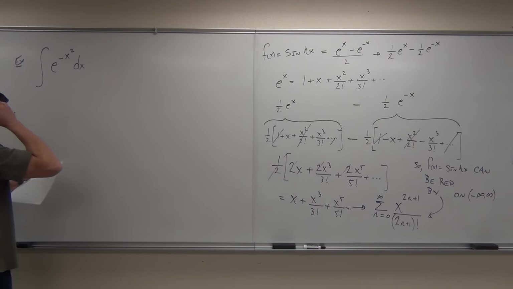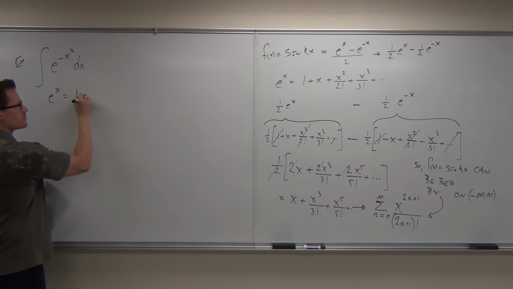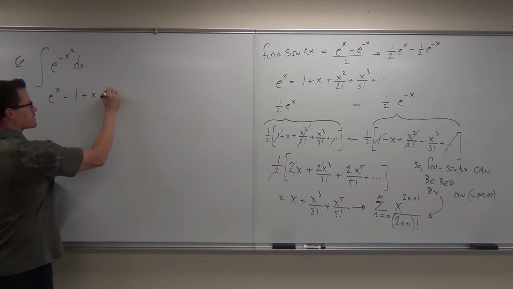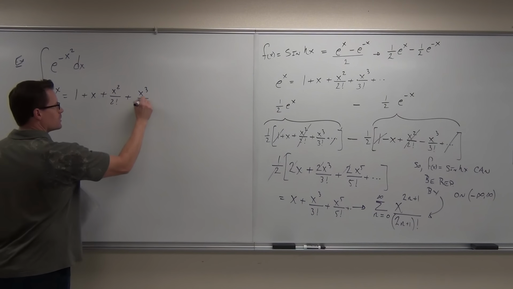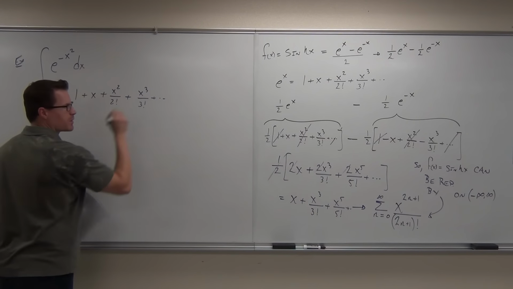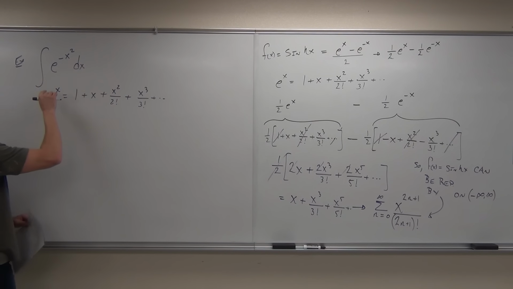Firstly, you know that e to the x, we actually just worked with it. 1 plus x plus x squared over 2 factorial plus x to the third over 3 factorial plus blah, blah, blah, right? Hey, can you make this thing look like that thing? What's your junk here?